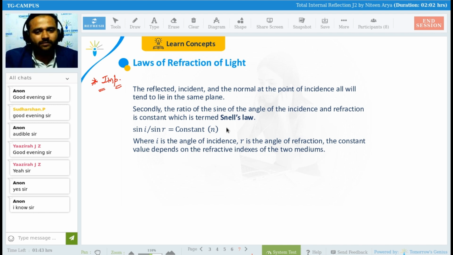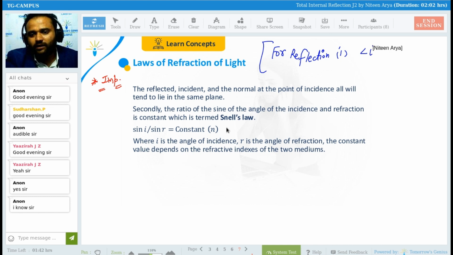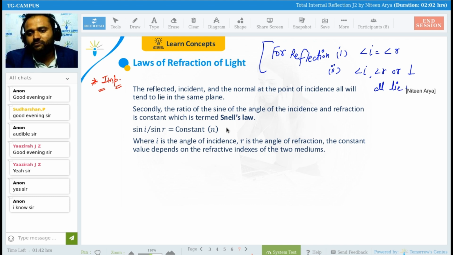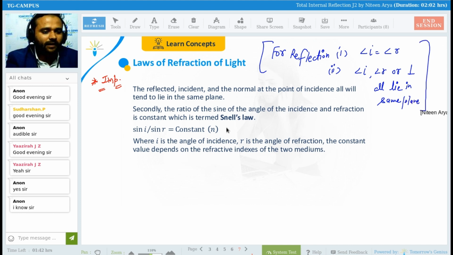The laws of reflection, I am talking right now about reflection. For reflection, the first law is that the angle of incidence equals the angle of reflection. And the second is that angle i, angle r, and the normal perpendicular all lie in the same plane. What is the meaning of that? Please, anyone tell me the second law or the first law of refraction, if you know. Angle i equals angle r.